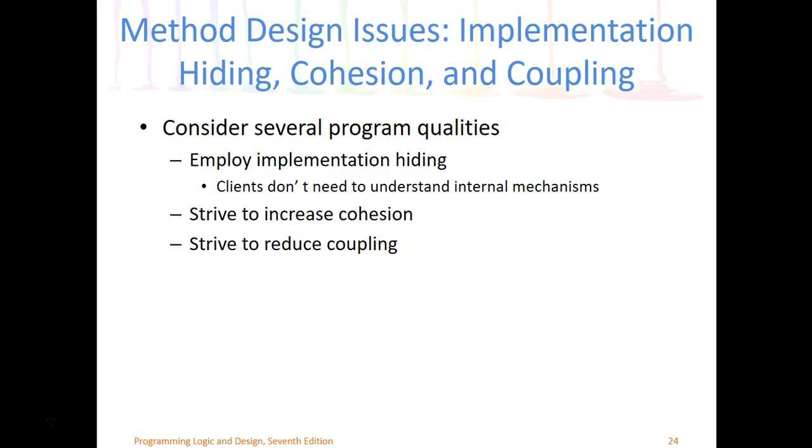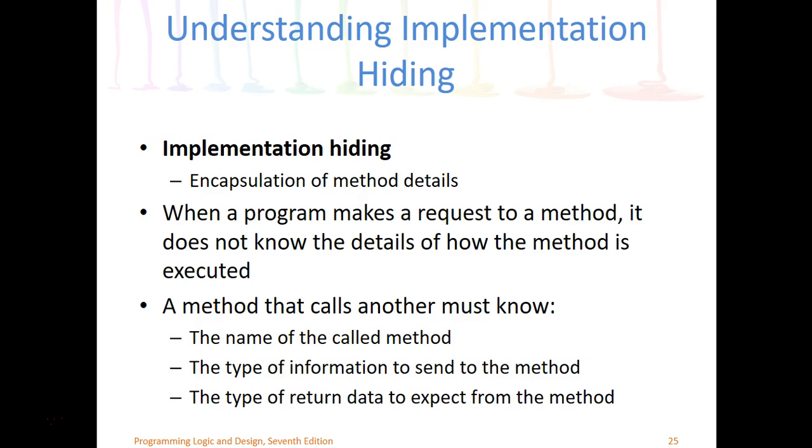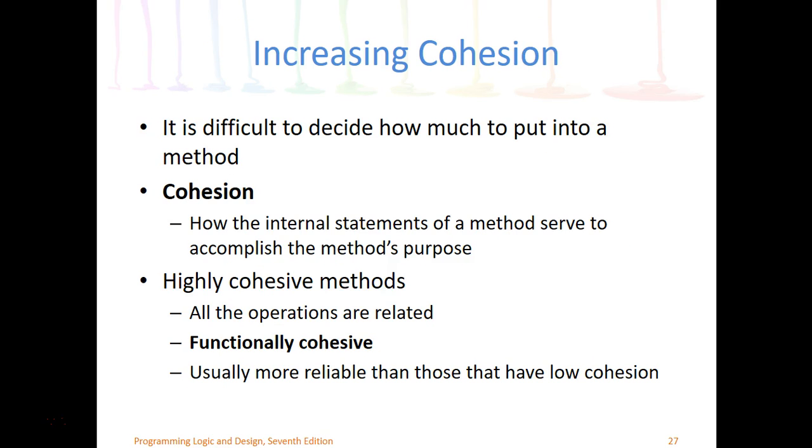Another thing in the advanced classes that we'll talk about a little more, and you might have one or two questions on your final exam, is something called cohesion and coupling. You want to strive to increase cohesion in a program and reduce coupling. You want the internal workings of a method to accomplish just that method's purpose. Highly cohesive programs have all operations related to that one function, which makes it easier to debug, easier to move your code around, and more reliable.